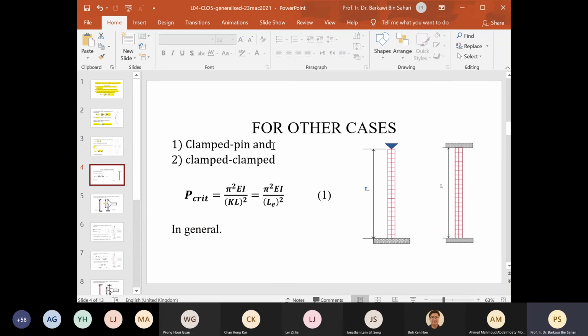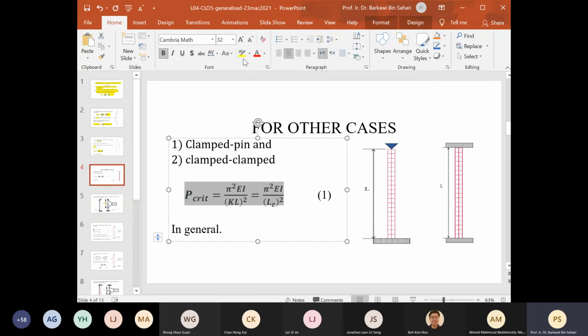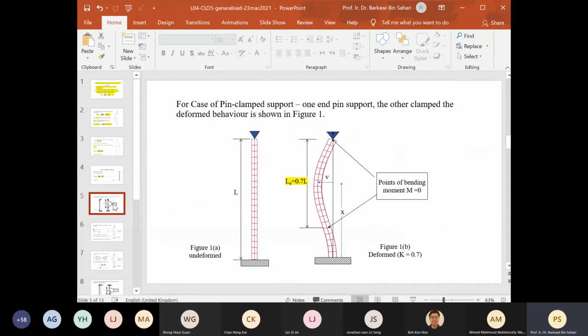Now, if we have the other two cases, the clamp and pin will show you where the effective length is. So we still apply P critical equals pi squared EI over KL squared, and then we apply it to the other two cases by looking at effective length. For pin-clamp, we showed you where the points of zero bending moment are. This will give us K equal to 0.7.